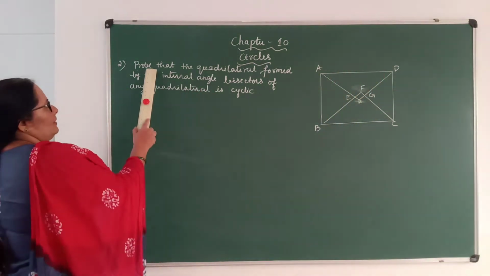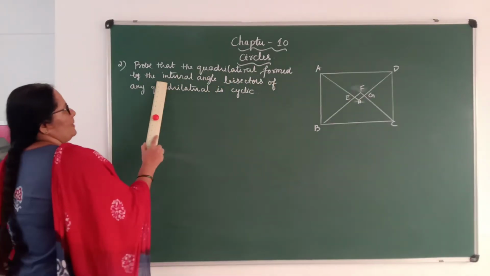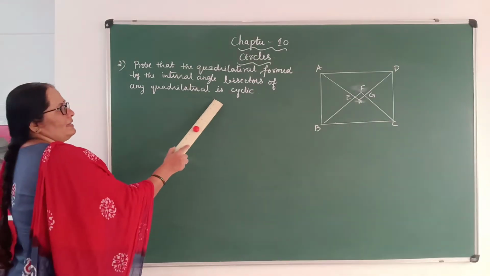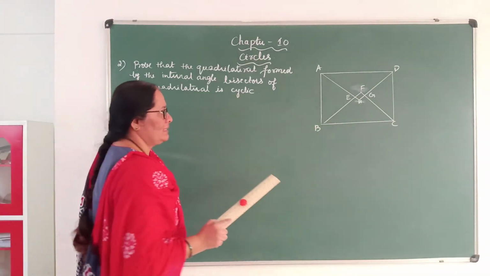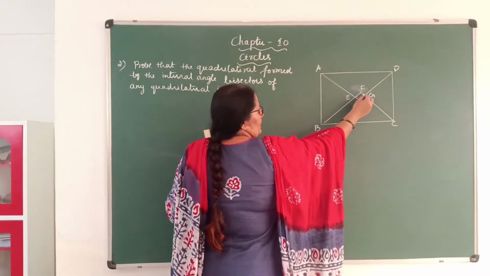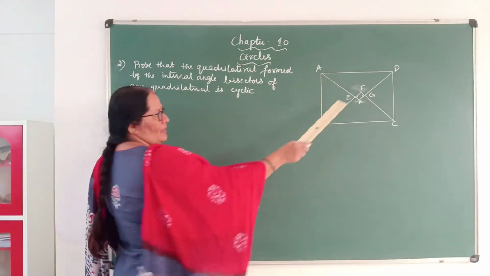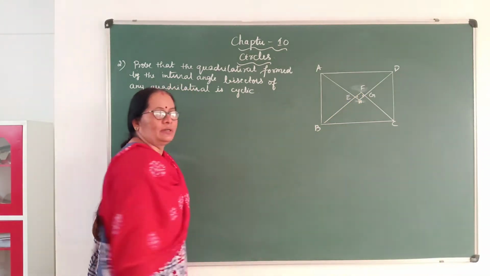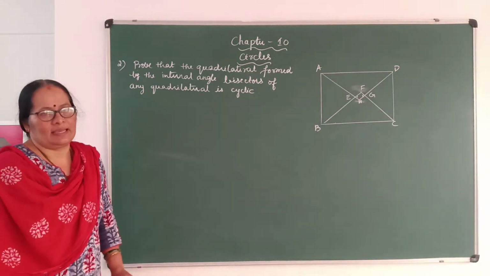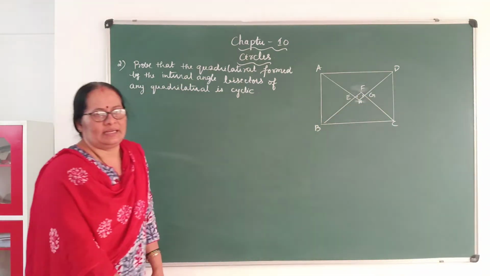So these are the angle bisectors of the quadrilateral ABCD. So you need to prove that the quadrilateral formed by the internal angle bisectors of any quadrilateral is cyclic. It means that angle E plus angle G equals 180 and angle F plus angle H equals 180. That means you need to prove that they are cyclic. Cyclic means sum of the angles is equal to 180 degree.